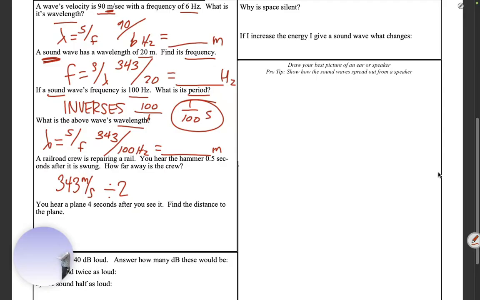Similar concept here: you hear a plane 4 seconds after you see it, find the distance of the plane. Well, take the speed of sound, 343 meters every second, but 4 seconds go by. So just figure out how far it would have made it after 4 seconds.